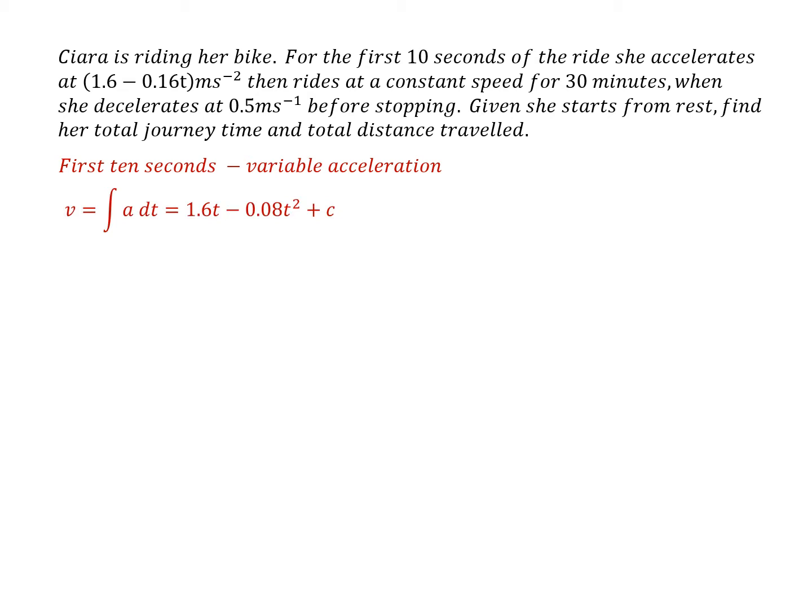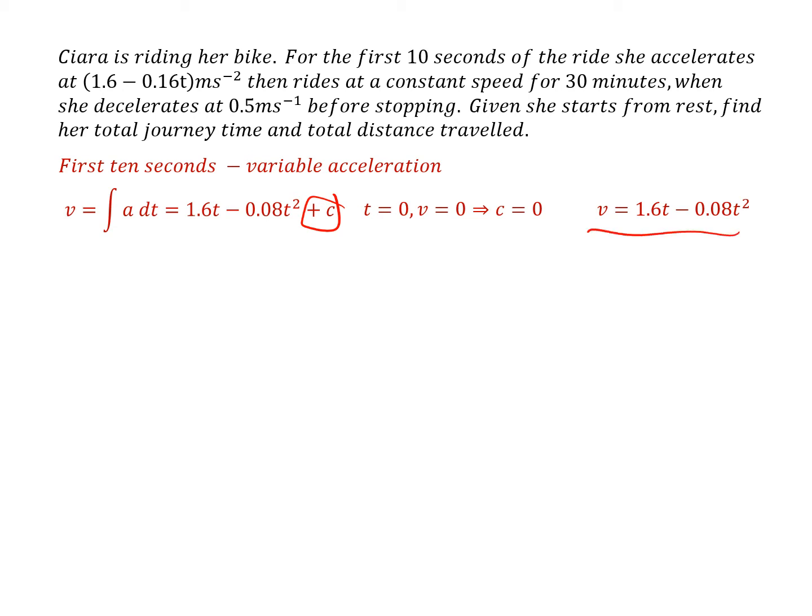To find the velocity, we have to integrate acceleration. When we integrate acceleration, we get 1.6t, and then add 1 to the power, divide by the new power, 0.08t squared, not forgetting the constant of integration. We're told that she starts from rest, so when t is 0, v is 0, which tells us that this c on the end is 0. So we now get an expression for v.